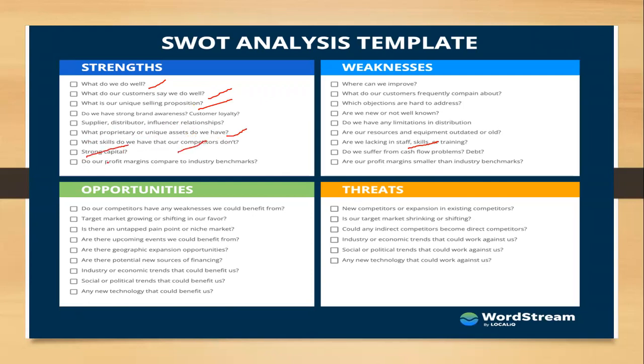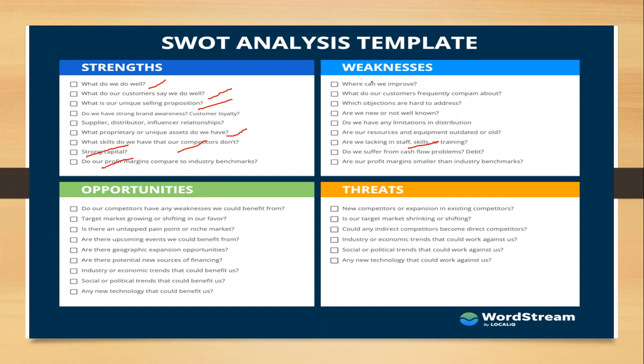Strong capital. Is our profit margin comparable to the industrial benchmark? Means whatever the benchmark we have, is our profit margin feasible compared to the overall industrial benchmark, and do we have enough profit and revenue for our organization and assets? So all of these are our strengths, our positive points.